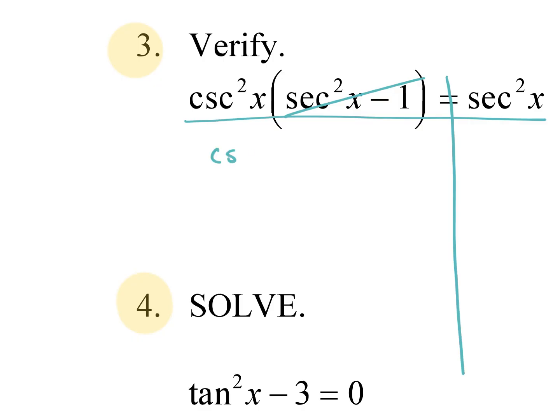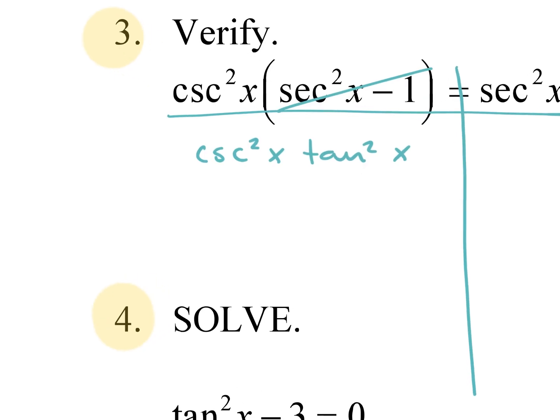So we have cosecant squared times tangent squared. Now remember, with these questions, it pretty much gives you the answer. It tells you what you're going to simplify to. Your job is to show the work. You need to show every step that you're doing. So make sure you're super clear with the work, because that's what you're getting graded on. If I can't follow your steps, I can't give you the points. What should we do next?